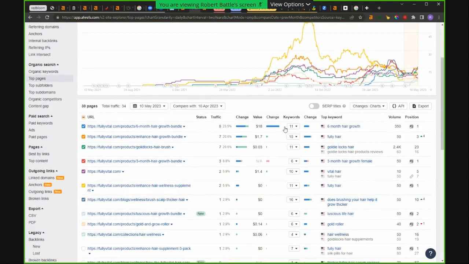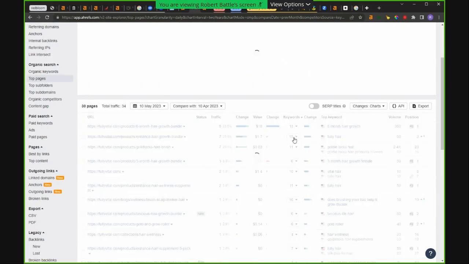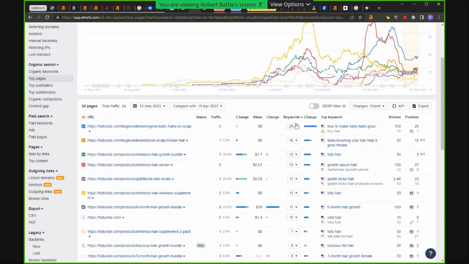Your products are ranking pretty well, which is good. Across the board, a lot of your pages have a low number of keywords ranking, which is okay. But there are no clear winners above the mix, which is also a good thing, because we can create those. Look here, some of the best keyword ones you have are regrow baby hairs on the scalp, brush scalp, thicker hair.